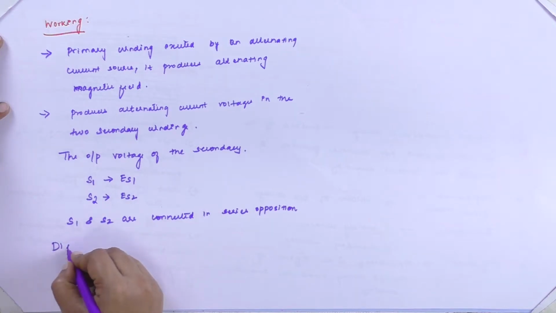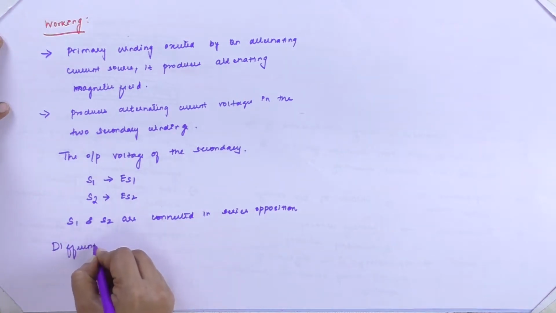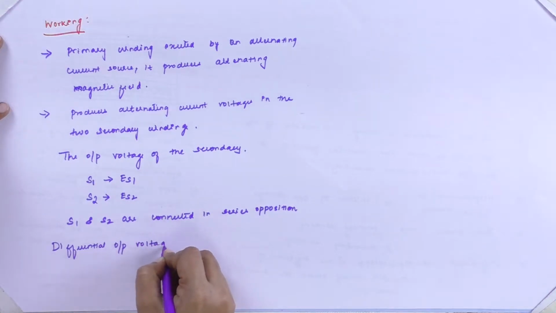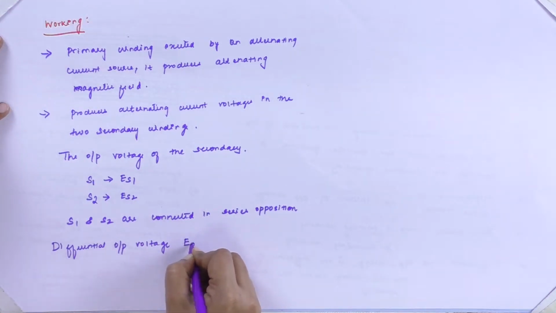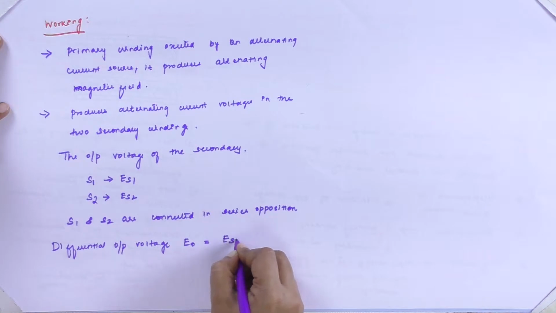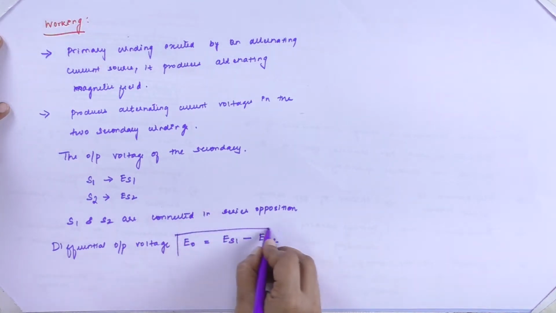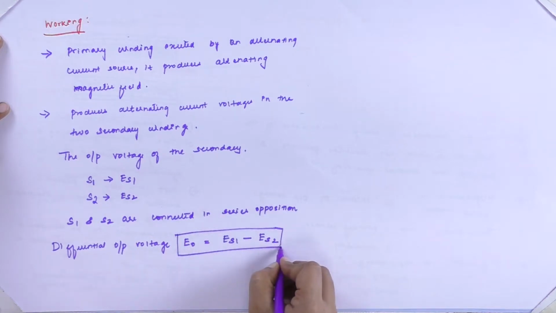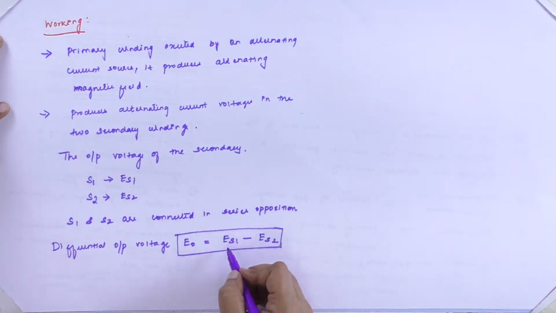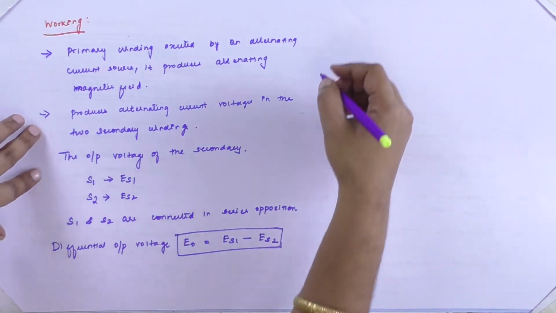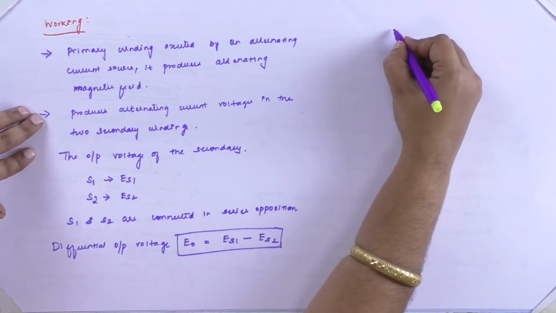So, the differential output voltage from the secondary windings, given as E0, will be equal to ES1 minus ES2, that is, the difference between the voltage across secondary winding 1 and secondary winding 2. Let us see the circuit diagram of an LVDT.